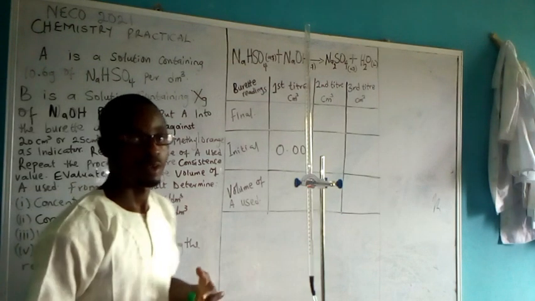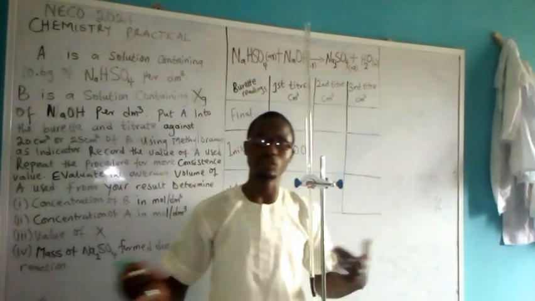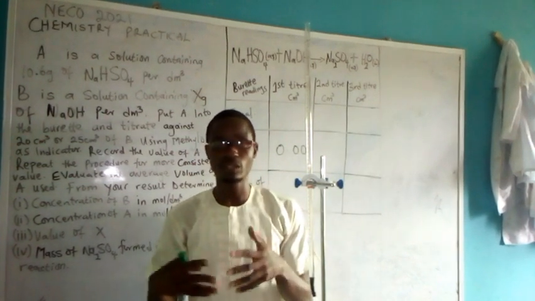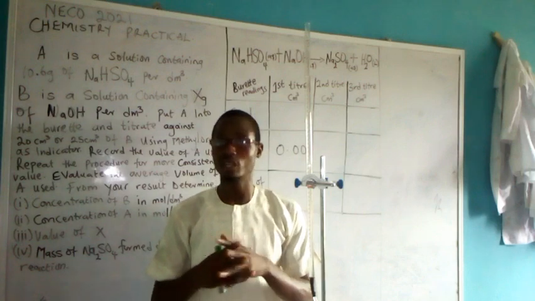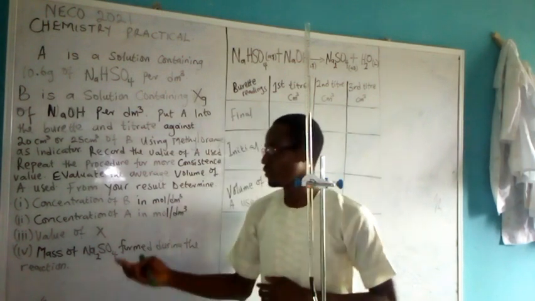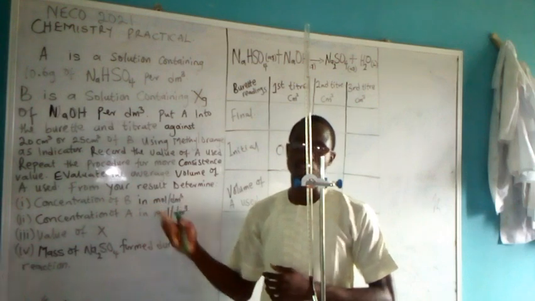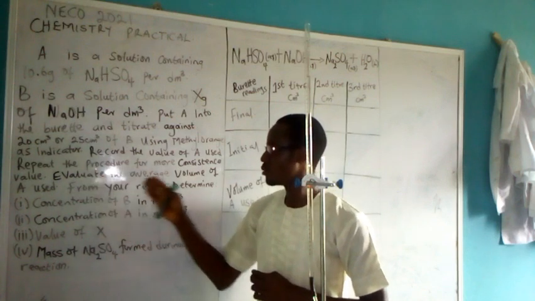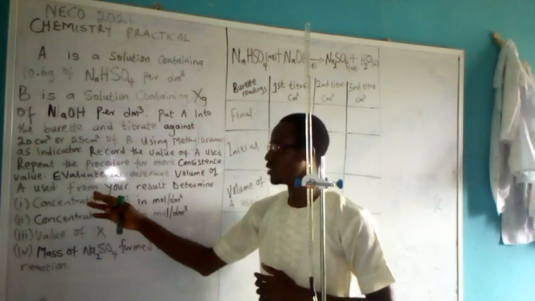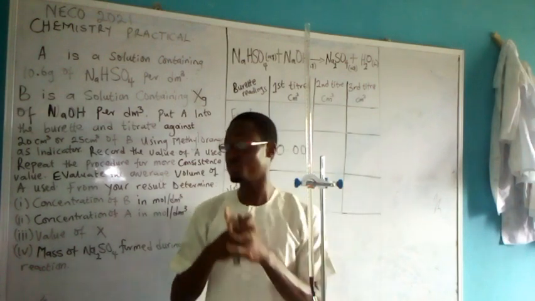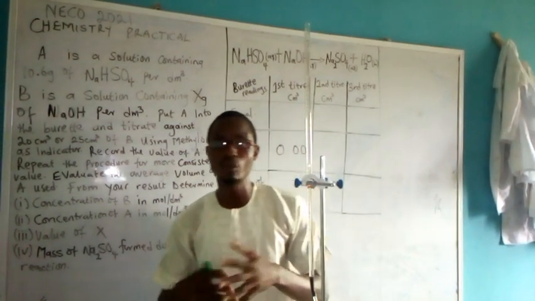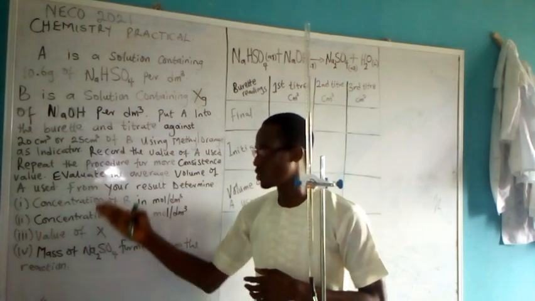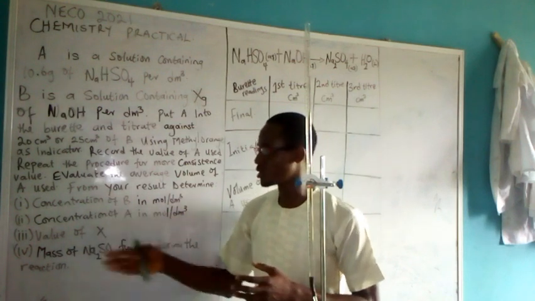If we titrated 3 times and got 3 values, they must be close, and the difference should not be more than plus or minus 0.2. If that is the case, then we find the average by adding the 3 and dividing by 3. So that is how to find the average. Then, from your results, determine the concentration of B in mole per dm cube. From the result of the experiment, we will be able to calculate or deduce whatever is asked in this question.